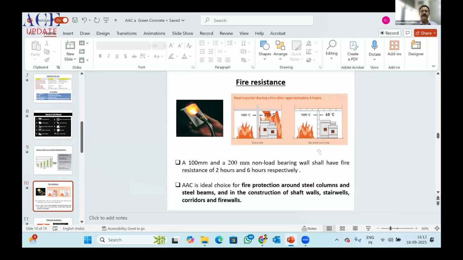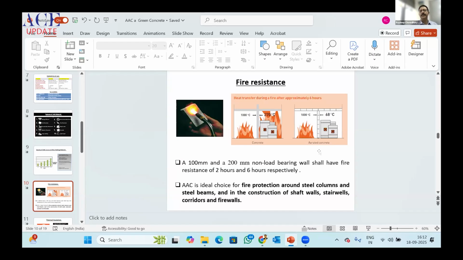Fire resistance, yes, with 100 and 200. The lowest thickness I'm talking about is generally 100. These two thicknesses are used for any wall, like internal wall 100 and external wall 200. So in typical non-load bearing conditions, 100 will offer resistance of 2 hours, and a 200 block will give you fire resistance of 6 hours.